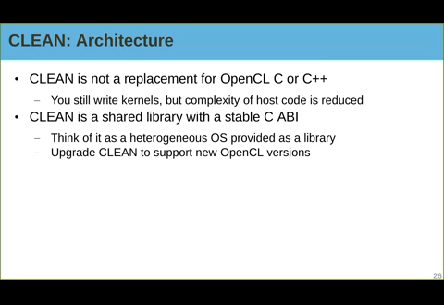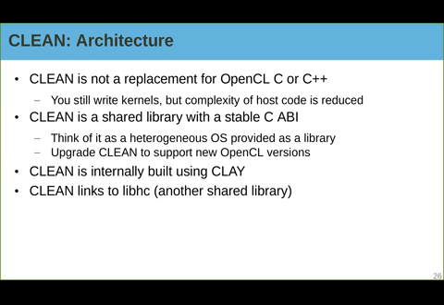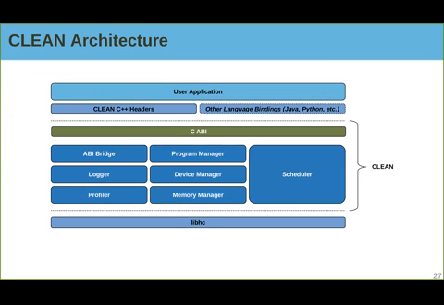The issue with OpenCL has traditionally not been the kernel language being, let's say, volatile in terms of changes and deprecations. Most of those changes have really been focused on the host, and that's what this project is there to address. Internally, we use this Clay project, which is essentially just C++ bindings, and we'll talk about that, to build Clean. That in turn builds on top of libhc, and you'll see some of what's under the hood a little bit later. So internally, what does Clean look like?